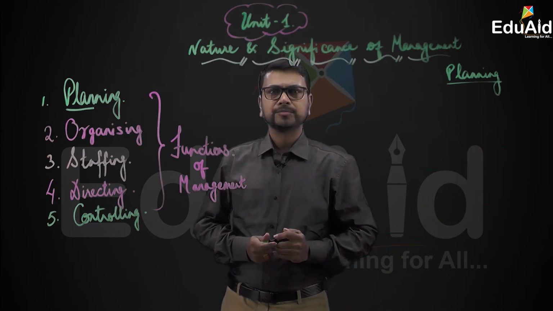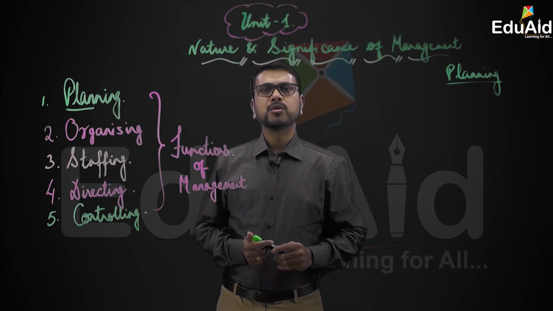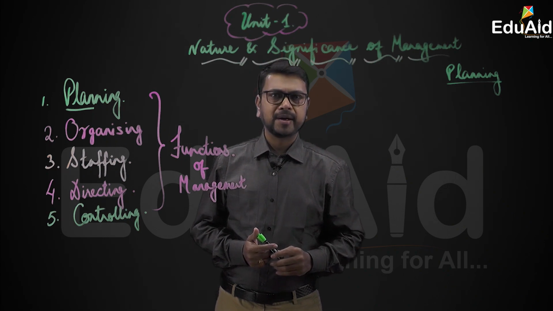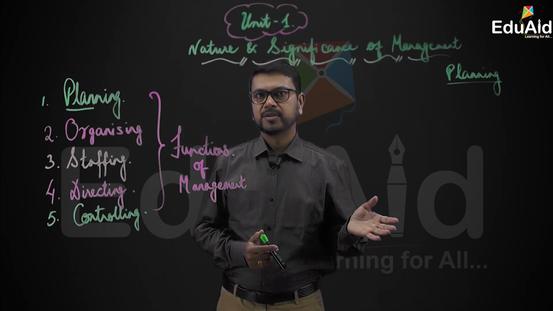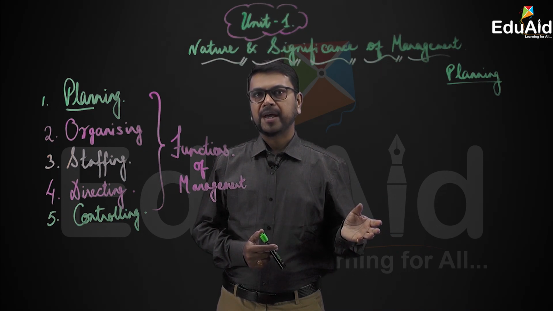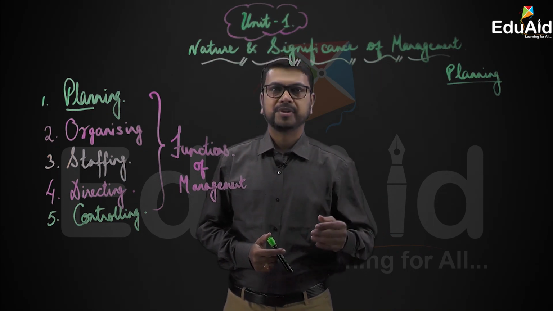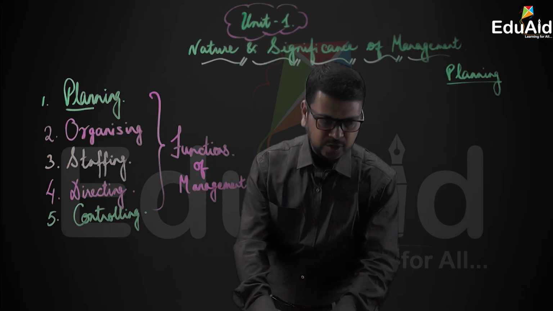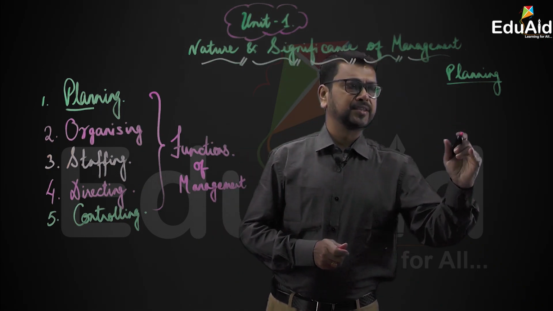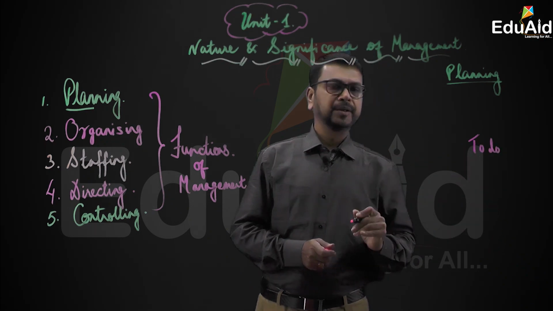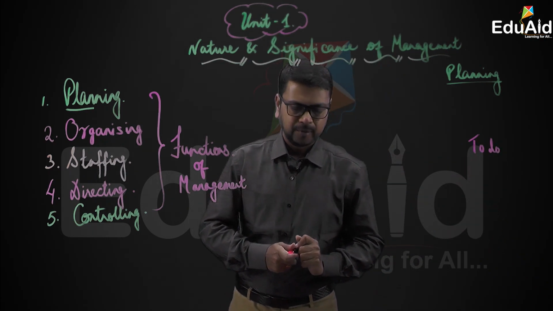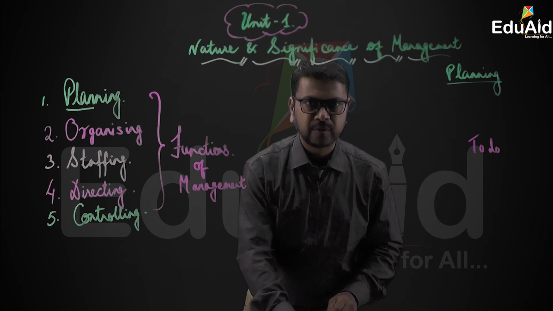Planning refers to a course of action in order to achieve the predetermined objectives. Now, there are various to-do lists in planning. What do we have to do in order to achieve what we have planned?